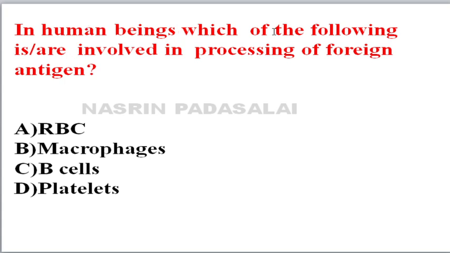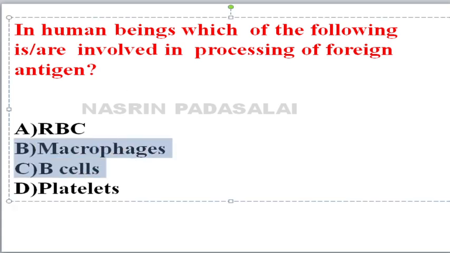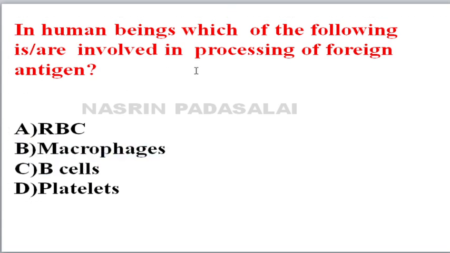In human beings, which of the following is or are involved in the process of foreign antigen? So they are asking about antigen processing and presentation. It comes under the GATE immunology topic, and it is an easy topic. Generally macrophages and B cells alone are involved in processing the foreign antigen, whereas RBC and platelets have no role in processing any foreign antigen.